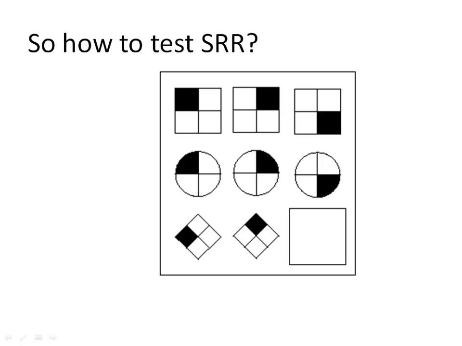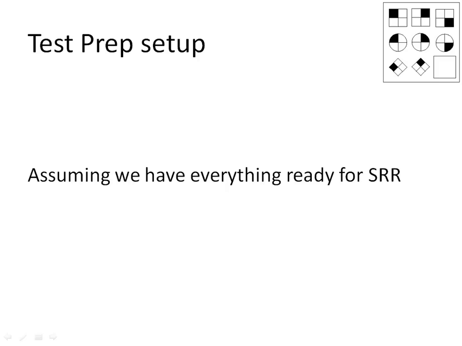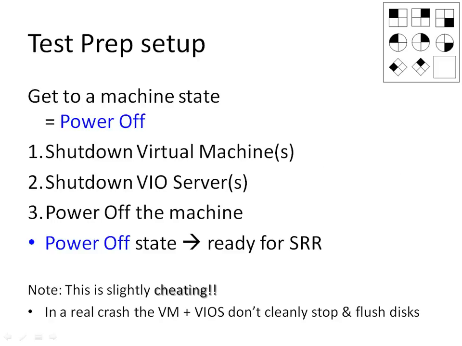There's a couple of little things you may not be aware of. Assuming everything's set up nicely, we need to get to the power off state. We can do that business as usual, shut down the virtual machines, shut down the VIO servers, and shut down the machine on the HMC. That gets us to power off and ready for our testing. Some people may say, hang on, that's cheating a little bit, isn't it? Because you've done an orderly shutdown, everything was flushed out to the disk and stopped. In an emergency, it's going to be a much messier shutdown than that.